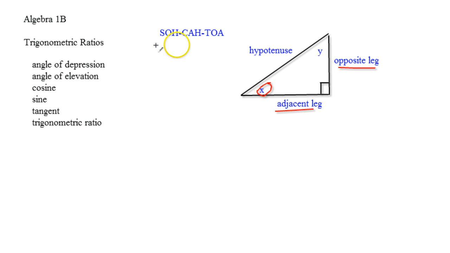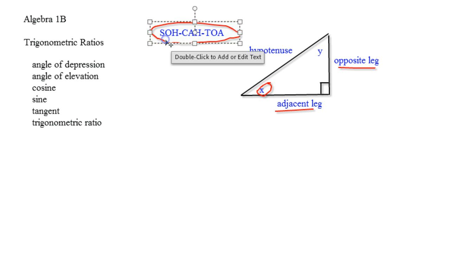So what we're going to do first is go over this little saying right up here, and this is SOHCAHTOA. Now I know it looks like a Native American saying. It sounds like something you would see in an old racist cowboy movie. But this is actually a really good saying because it helps you remember the trig ratios.